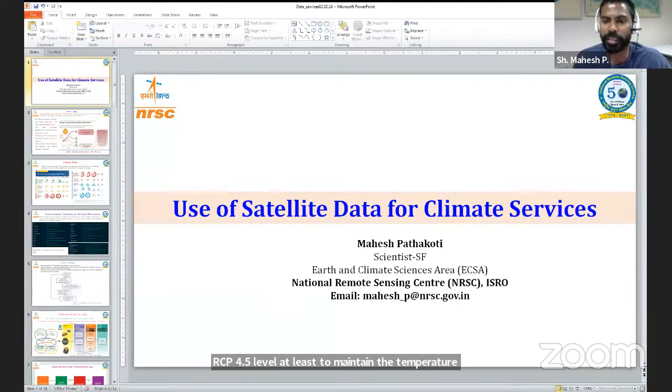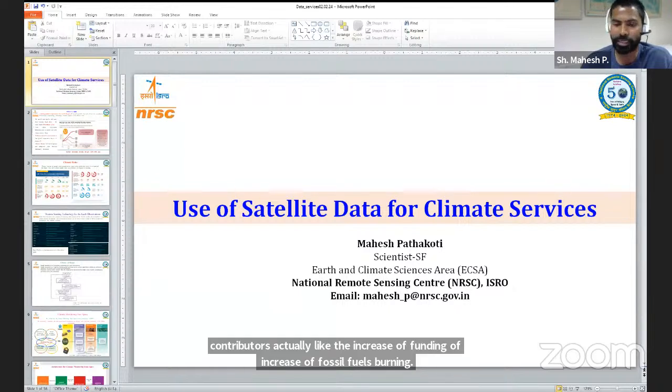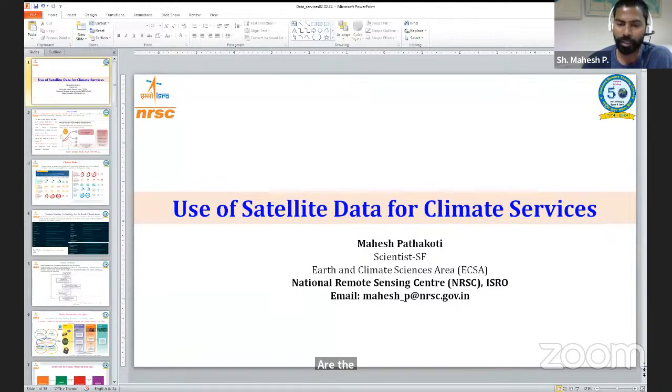So as the RCP pathway increases, more adaptation and more stringent strategies are required to be implemented. But if it's RCP 2.6, less adaptation is required. And this RCP is a combination of different contributors, like the increase in burning of fossil fuels. If it is RCP 8.5, then the energy generated from renewable sources is less. If it is RCP 2.6, that means more adoption of renewable energy and reducing fossil fuel burning.